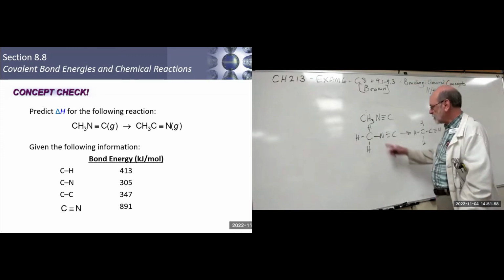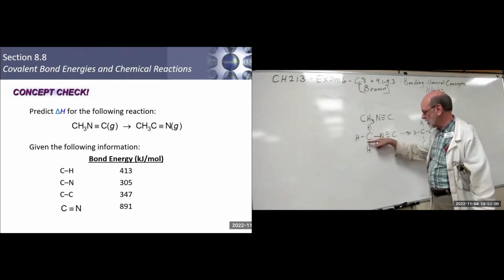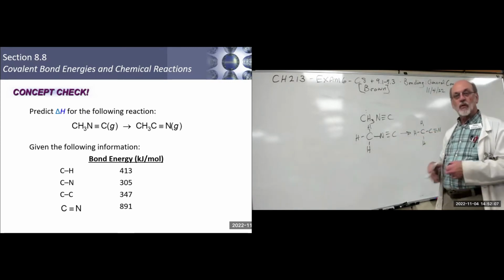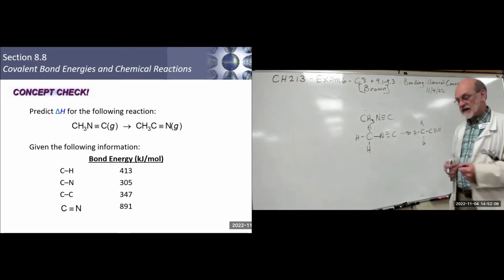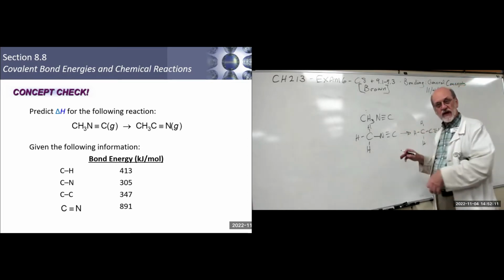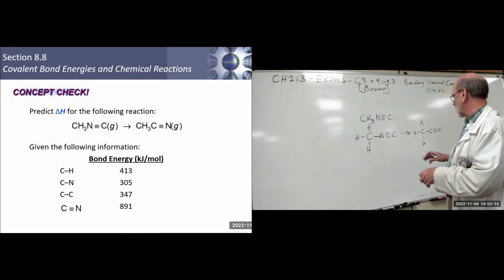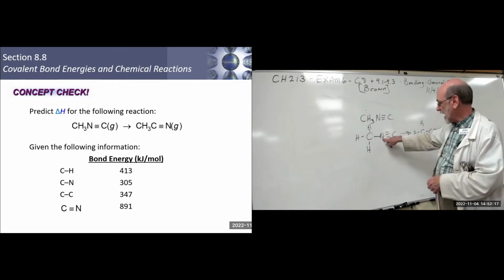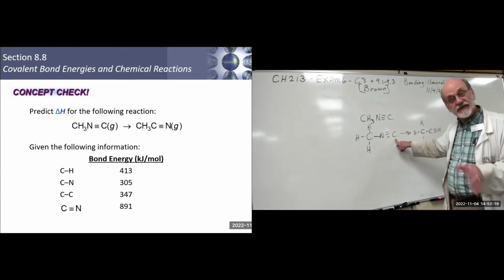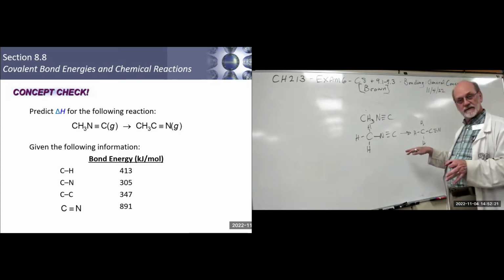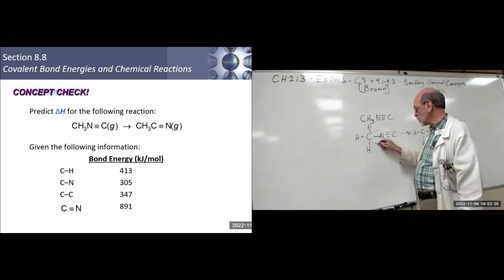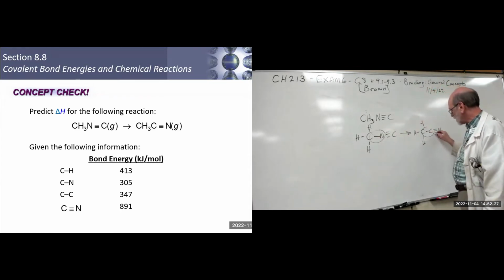Okay, we can simplify this process really easily. Notice, if you break these 3 bonds right here, they're still over here, right? So that's, as we say, a wash. You don't even have to consider those in the calculation. So what other bonds are the same? Well, the nitrogen-carbon triple bond is the same on both sides. So it's a wash. So really, the only ones we need to consider are this one and that one.